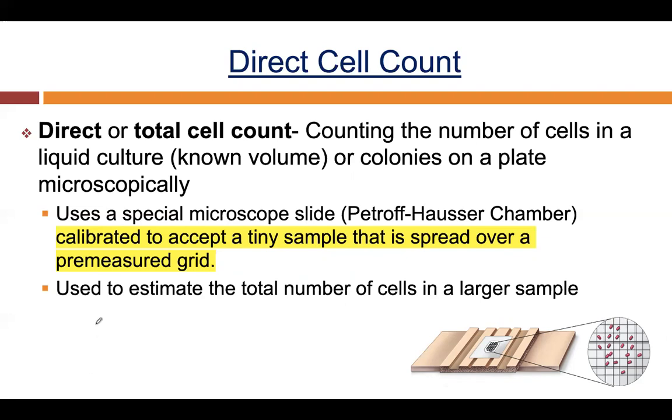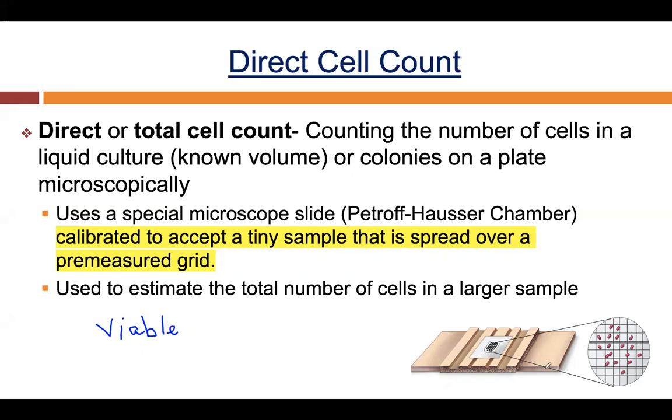So let me write it down. It's called viable cell count, which means how many living bacteria are there.